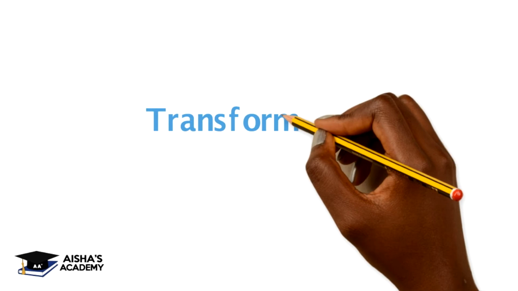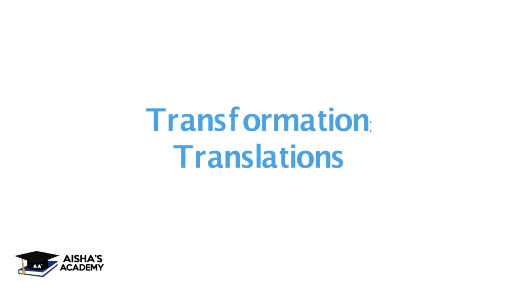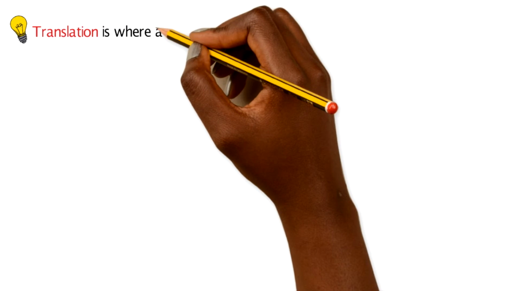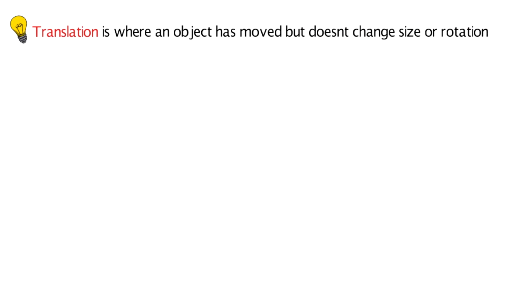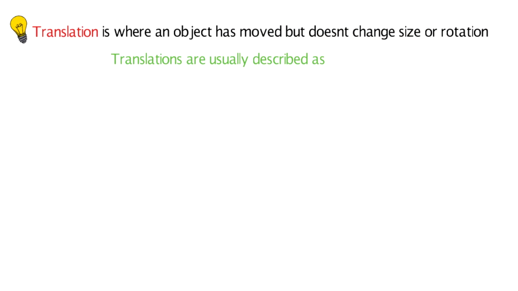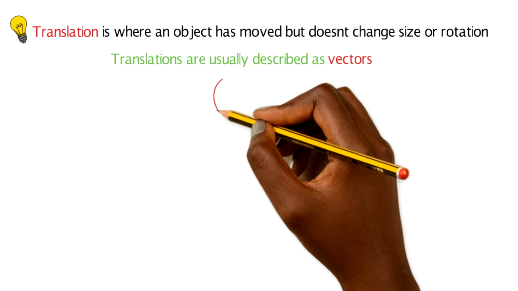And in today's video we're going through transformations, but this time translations. So first off, when we think of translations in terms of GCSE maths, we're not thinking about translating a language, no. We're thinking about when an object is moved, but it doesn't change size or rotation. So these are usually described as vectors. That's right, vectors. So we're going to draw our vector.